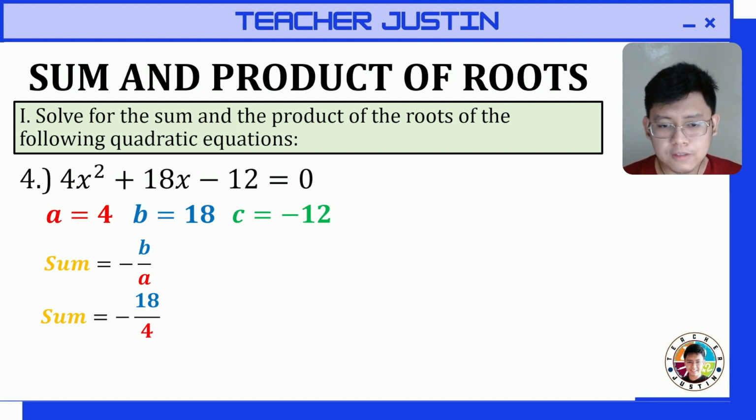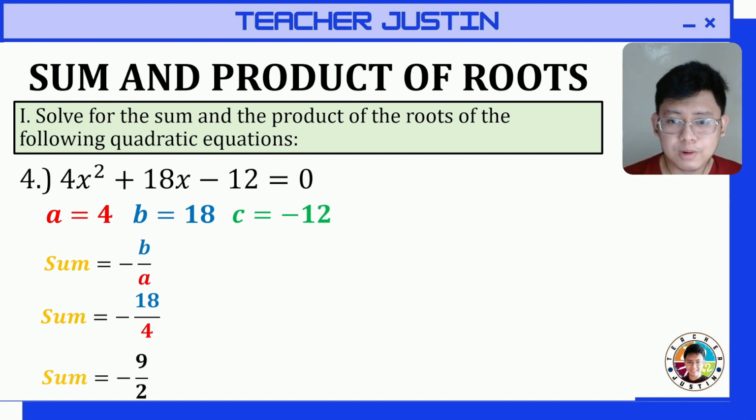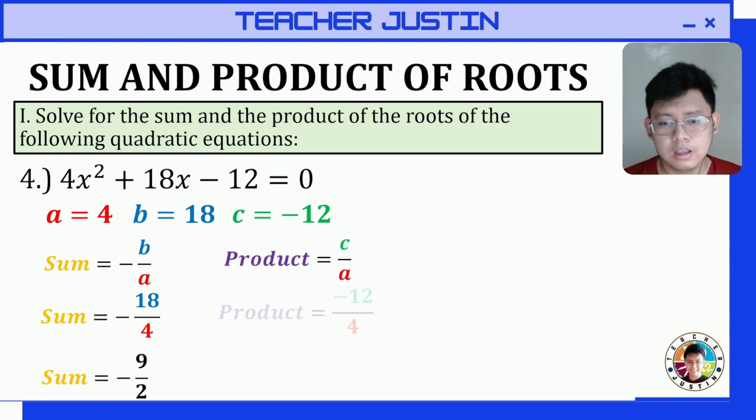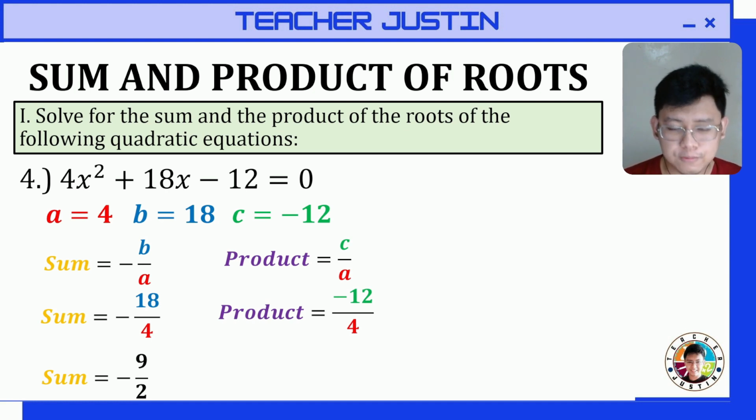So, they are both divisible by 2. So, let's divide both numerator and denominator by 2. Kaya siya magiging negative 9 over 2. So, that will be our sum of the roots of our quadratic equation. Now, punta naman tayo sa product. So, sa product, ang formula niya is C over A. So, substitute natin. That will give us negative 12 over 4.